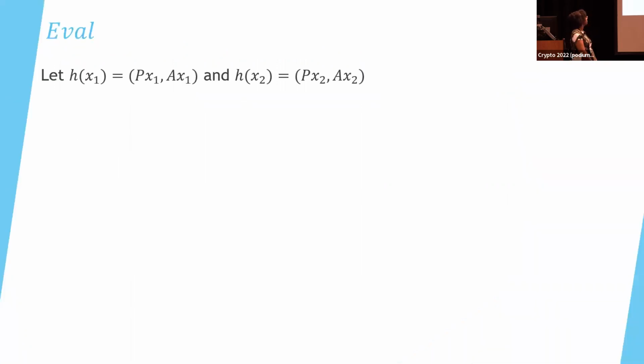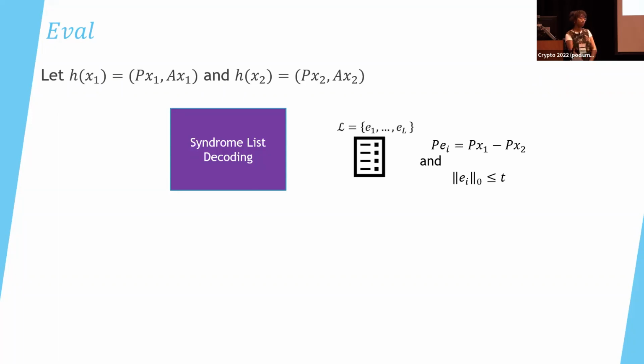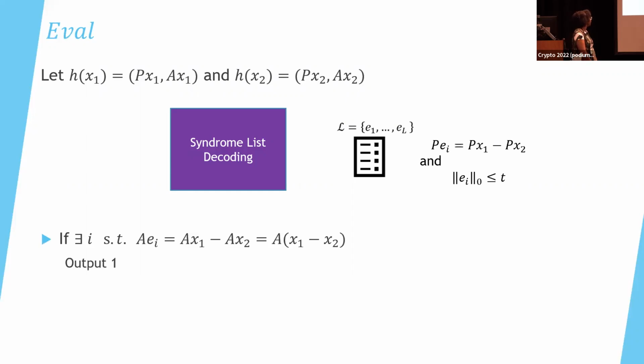In order to evaluate this, we let H of X1 and H of X2 be defined as follows. And then we compute the difference between those two syndromes, PX1 and PX2. We run syndrome list decoding to get our list of possible error vectors, such that for every EI in that list, P of EI is equal to P times X1 minus P times X2, and the Hamming weight of each of those vectors is less than or equal to T. Okay, and then if there exists an I in that list such that A times EI is equal to A times quantity X1 minus X2, then we output 1.